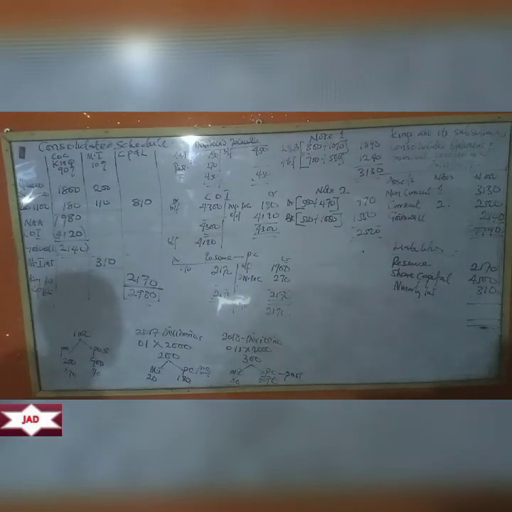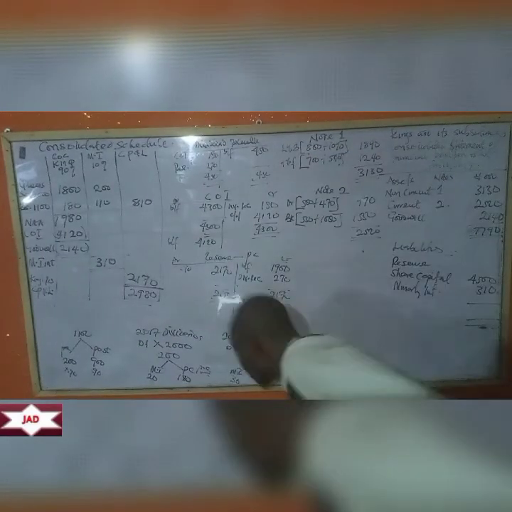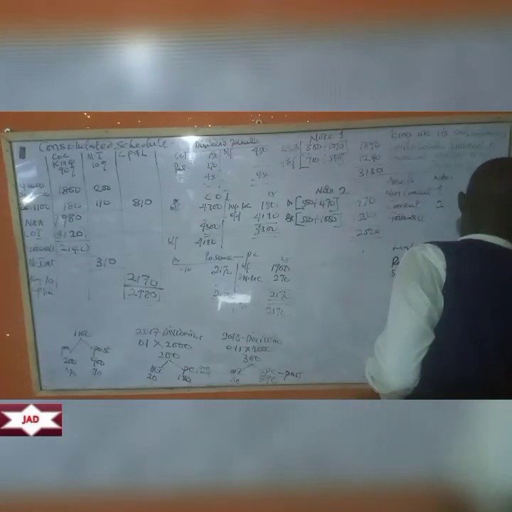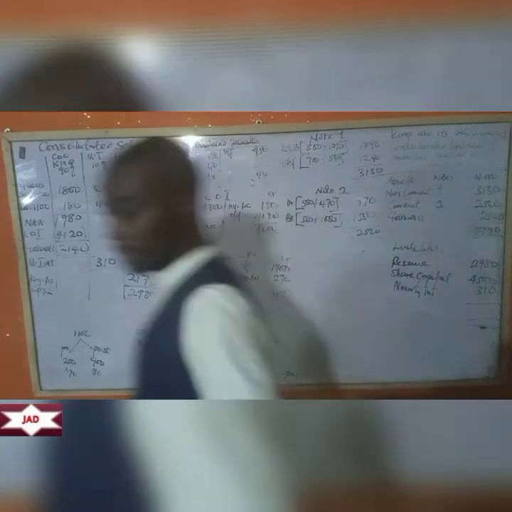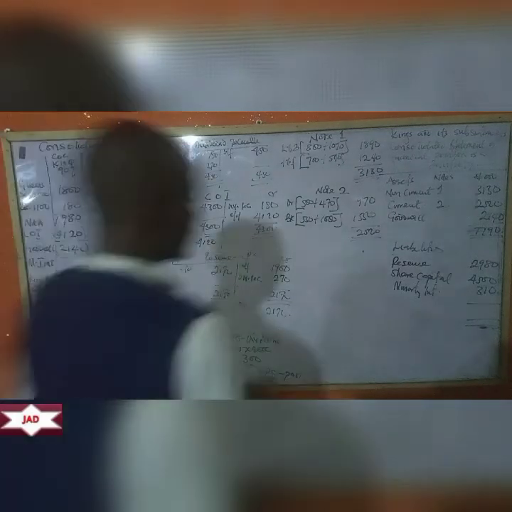What's our reserve? Our reserve is 2980. Sorry, I was wondering. Reserve is 2980. Sorry about that. So let's add up. 2980 plus 4,500 plus 310, 7,790.